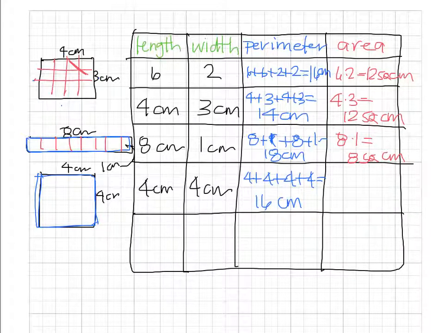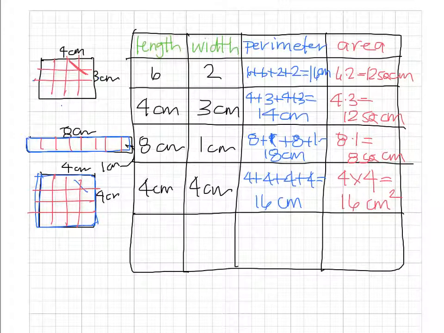Now, to figure out our area, we're going to take 4, and area, remember, it's how many little squares you can make by cutting it up, and it's going to be 4 times 4, and that's going to give us 16 centimeters squared. And I wrote it differently this way just so we get used to seeing centimeters squared or square centimeters. Both of these denote the same mathematical concept.